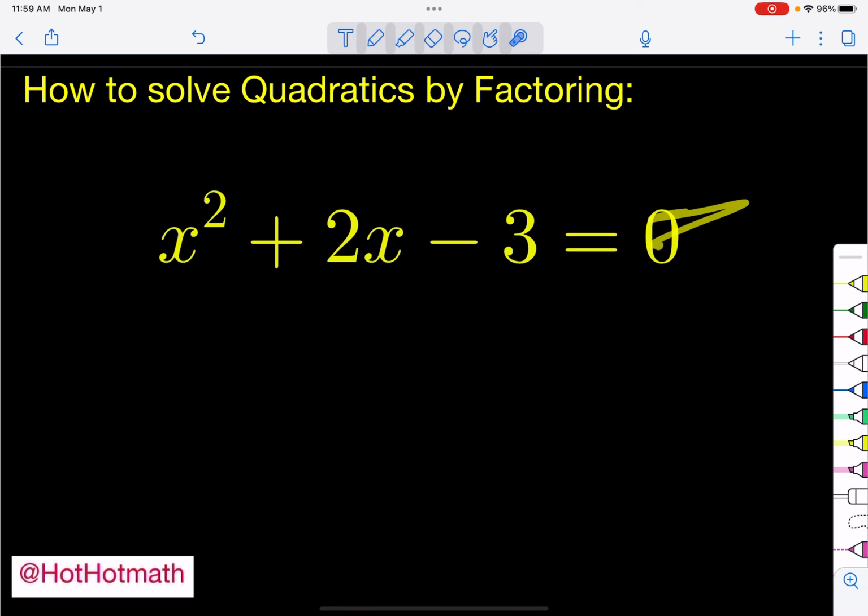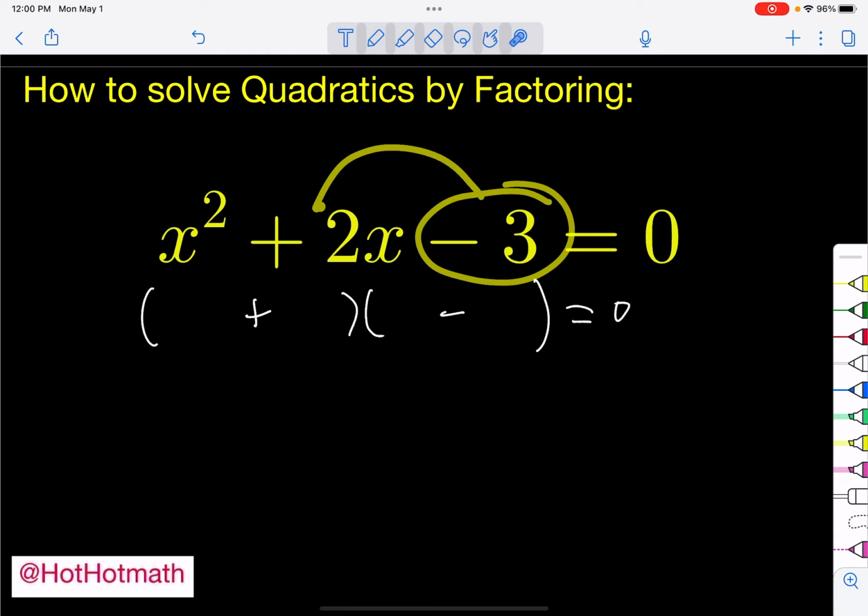So if there's anything over here, we would move it. This one is equal to 0, so we're ready to go. We are going to look to see how we could factor this. Now let's look over some rules of factoring. If the back sign is negative, we know we're going to have a positive and a negative that multiply together to give us -3. And those values have to have a difference of 2.